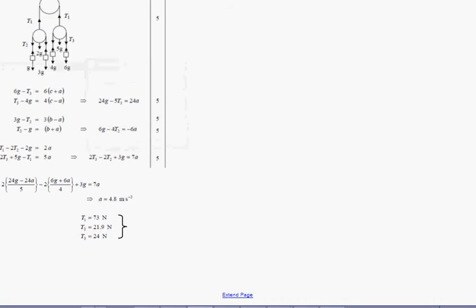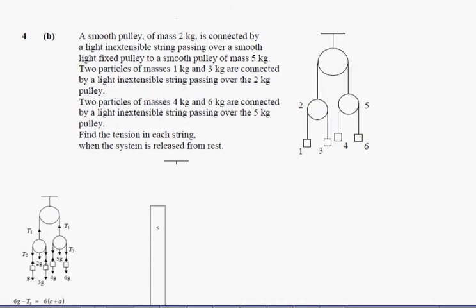This is 2011 4B. A smooth pulley of mass 2 kilograms, so that means the pulley is going to be going down itself with 2G. It's a smooth pulley of mass 2 kilograms connected by a light inextensible string passing over a smooth fixed pulley to a smooth pulley of 5G. So this one here is 5G going directly downwards.